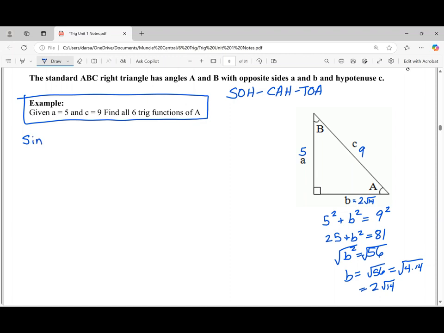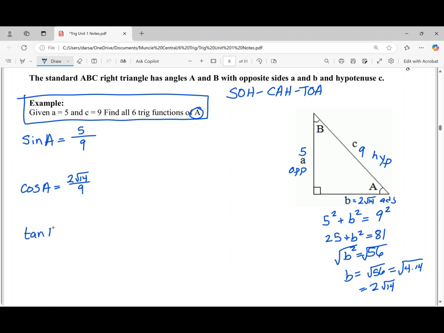So sine, and they're telling us to use angle A. Sine of angle A. Okay, let's be careful. 9 is the hypotenuse. 2 square root of 14 is next to, making up, the angle A. So this is our adjacent. And that means that side 5 is opposite. So opposite over hypotenuse. That's 5 over 9. Not too bad. Cosine of A. Adjacent over hypotenuse. That is 2 square root of 14 over 9.